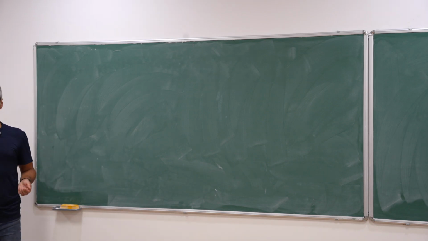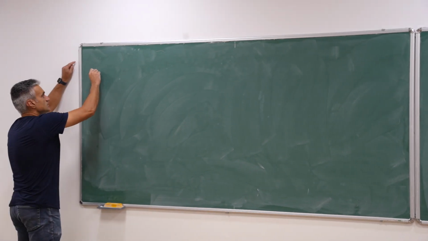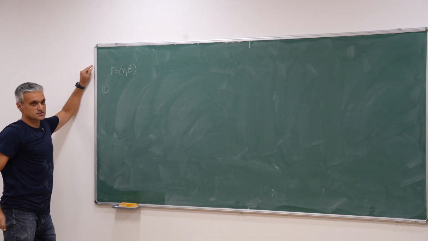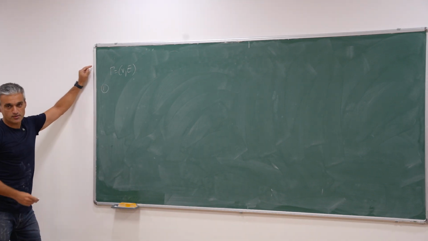Okay, so I'll change gear and I'll talk about something else. As before, we have gamma (V, E). So let me give you some quick definitions. What is a spanning subgraph of gamma?